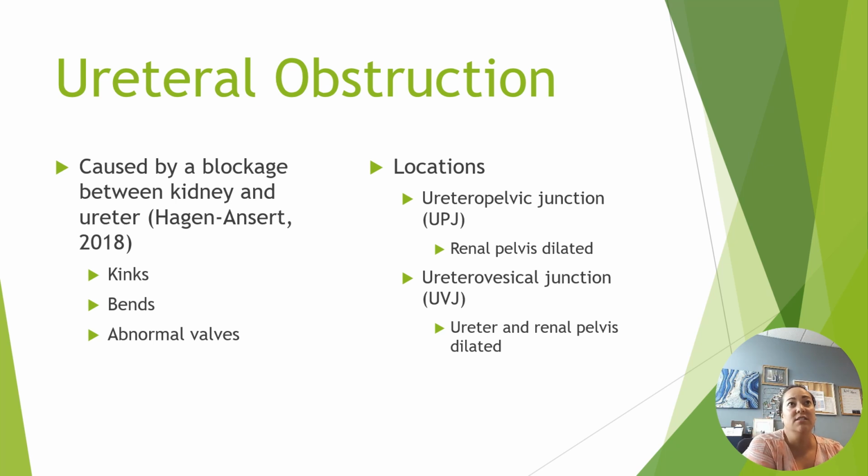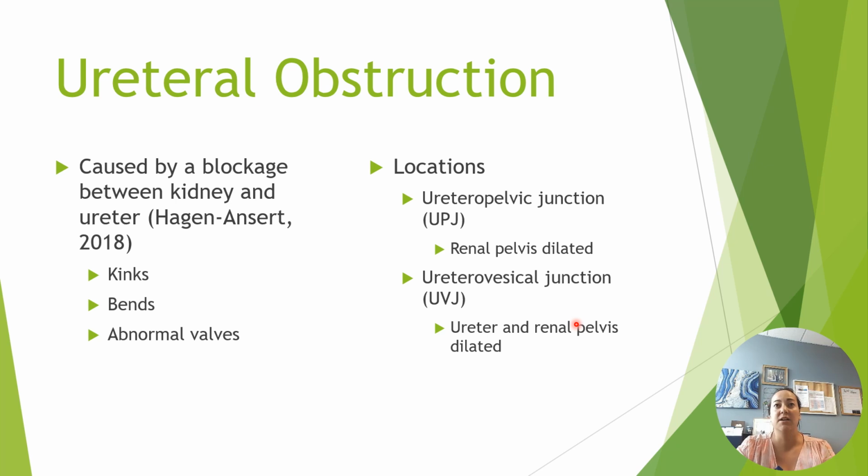Ureteral obstruction, you learned about this in your abdominal class. So this can be caused by a couple different things. The ureters are a tube, so as they progress from the kidney to the bladder, you would think that they would be straight, but sometimes they kind of kink and bend, so that can cause obstruction within the ureter. They can also be obstructed due to the valve placement at the bladder.